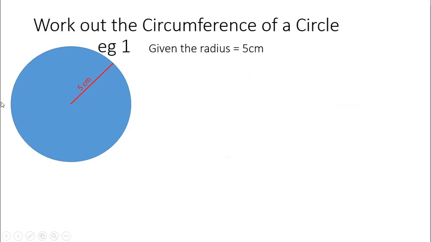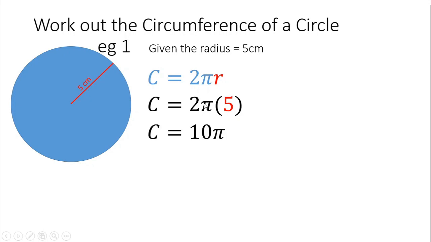So here's an example. Work out the circumference of the circle given that I've got a radius of 5 centimeters. So I'm going to use this formula because I know what the radius is. Substituting into this formula, I just need to do 2 times pi times the radius value, which is 5. And I can simplify that. Without even using my calculator, I can see that 2 times pi times 5 would be 10 pi, because 2 times 5 is 10.